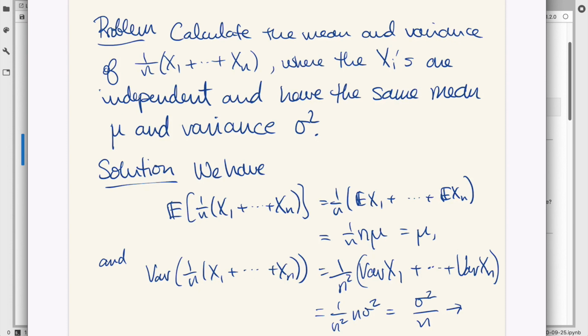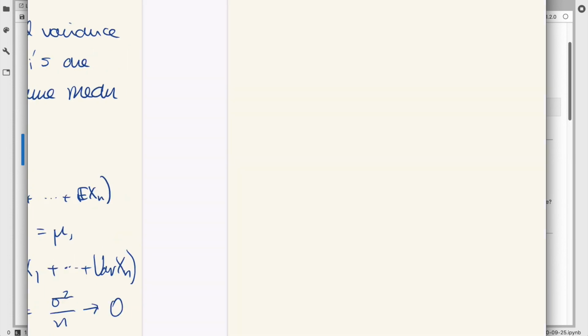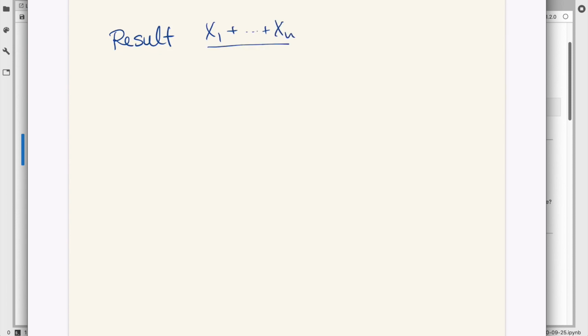So what we see is that the variance goes down by a factor of 1 over n. So as n gets large, the variance is going to go to 0. And that's good news, because it means that if we have a random variable whose distribution may be difficult to understand directly, but which we can simulate, then we can simulate it many times and take an average, and that's going to be very close to the expectation of that random variable. This is called the law of large numbers.